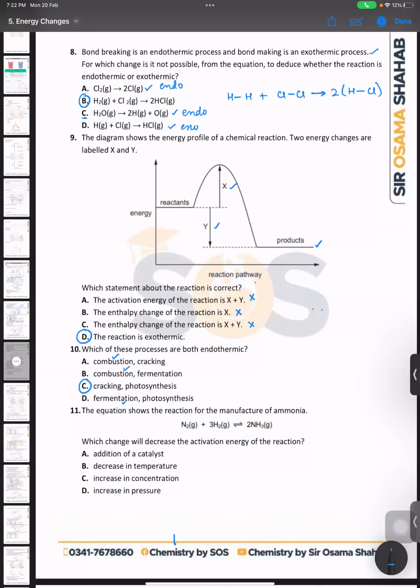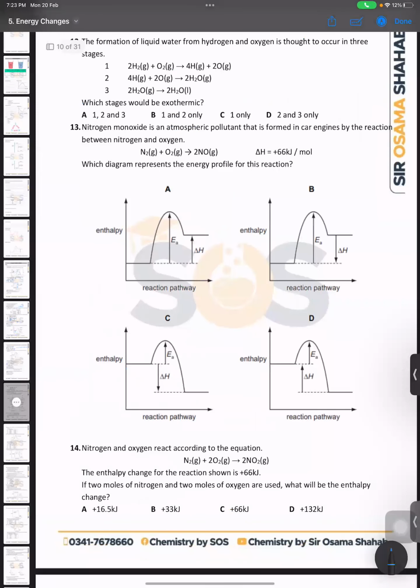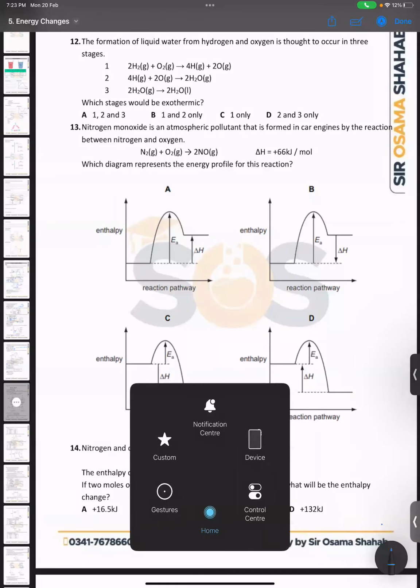Yes, Ishal, can you answer the 11th one? The equation shows the reaction for the manufacturing of ammonia. Which change will decrease the activation energy? Oh my God, Ishal, it's too simple. A would be the right answer. Addition of catalyst would definitely decrease the activation energy, और मेरे ख्याल से ये सवाल तो सबको रटा हुआ होना चाहिए. Very good, बच्चों, very good. So here we have 3 more questions, and you need to solve this first, and then फिर मैं आपको इसके answers बताता हूँ और solution. जल्दी से start करते हैं.